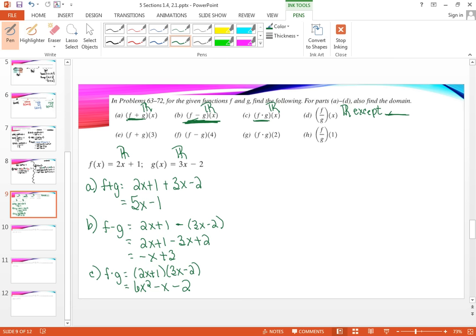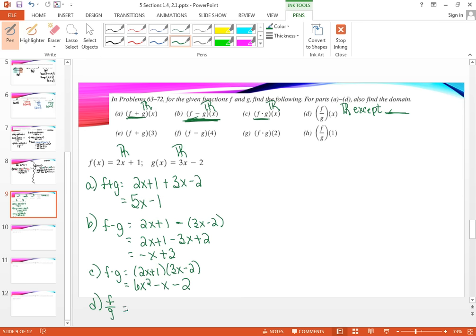Okay. And then the d, that's the one I was trying to get to. F over g literally is 2x plus 1 over 3x minus 2, and you can't do anything else with that. It's 2x plus 1 over 3x minus 2. So go back up there to the domain. It's all real numbers except what?